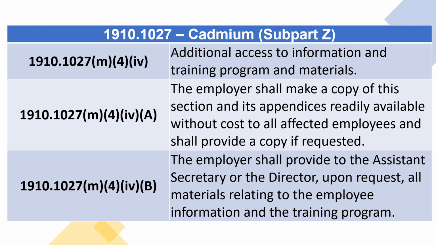The employer shall make a copy of this section and its appendices readily available without cost to all affected employees and shall provide a copy if requested. The employer shall provide to the Assistant Secretary or the Director, upon request, all materials relating to the employee information and the training program.